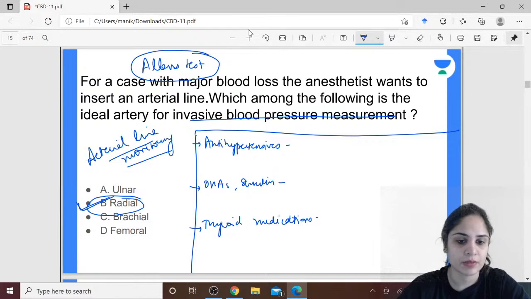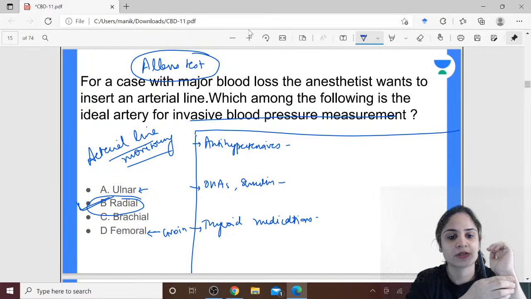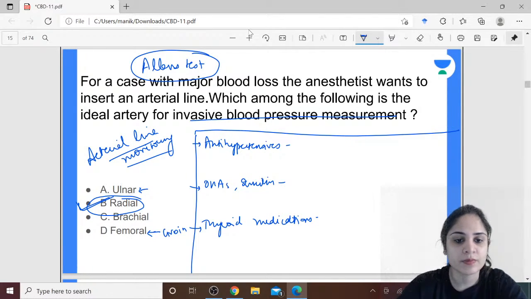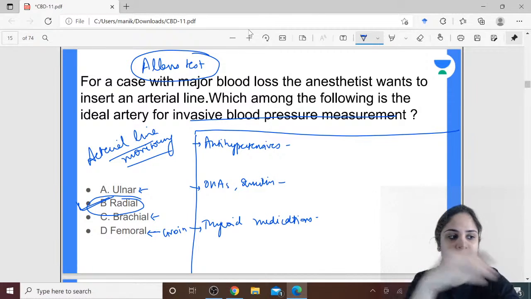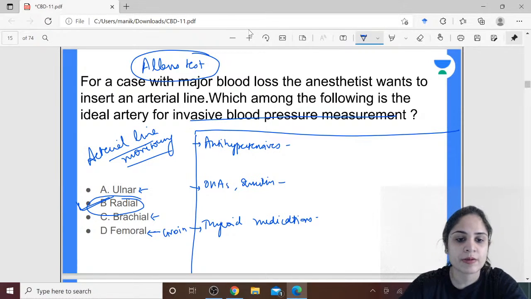every time, like femoral. The problem with femoral line is that it is close to the groin, so there can be a lot of infections. The problem with ulnar artery is that it is a little deeper as compared to radial artery, so it's not that easy to palpate, and it's also smaller as compared to radial artery. The problem with brachial artery is that if you puncture the brachial artery again and cause a thrombus, you can cause ischemia of the hand. Alright, so that is why the most preferred arterial line for invasive blood pressure measurement is radial artery.